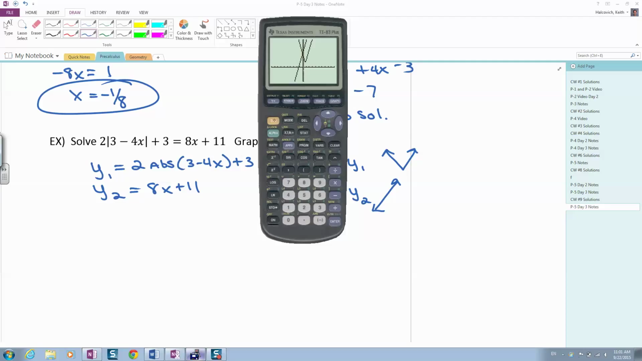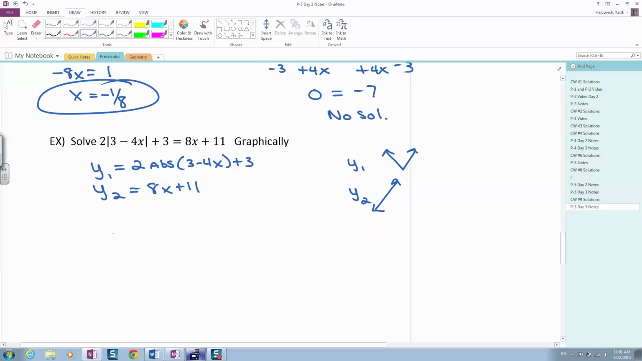So basically we just go second trace. Oh, let me do that again. Second trace, intersect, enter, enter, enter. And you get x is negative 1.25, or 0.125, sorry. And that is your final answer.